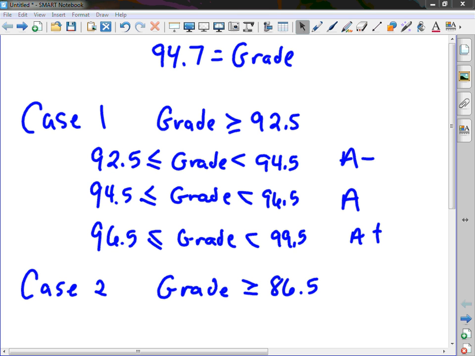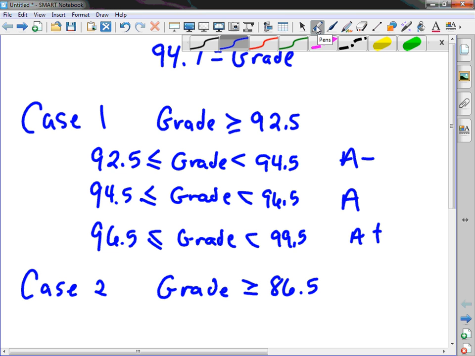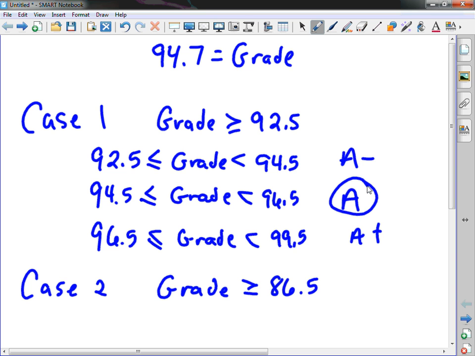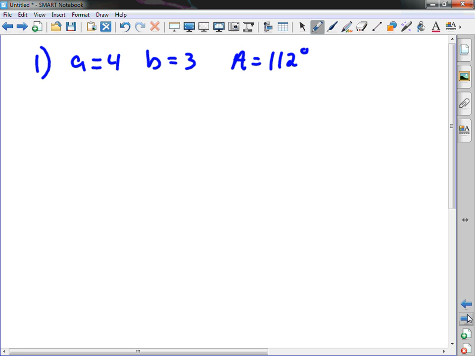In this case, it is a 94.5 as the lower boundary. So that gives us a grade of A, as we look and see that the grade is actually in between 94.5 and 96.5. So this is an illustration of how you determine how many triangles can be drawn from a specific problem. Let's jump right in and look at a couple problems.